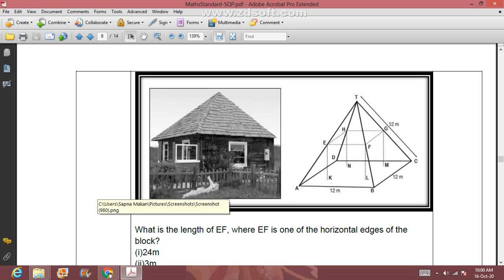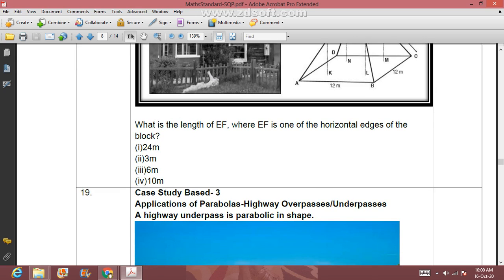So don't be afraid, don't take any tension. The questions are very easy. Once we start solving the case studies, you will feel, sir, the questions are very easy. There is no need to study on it. The answers are there only. Multiple choice questions are there.